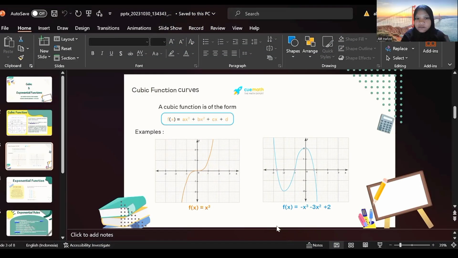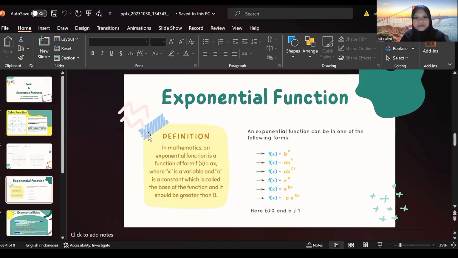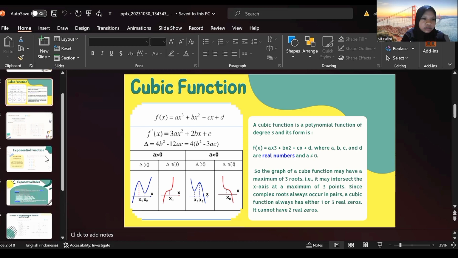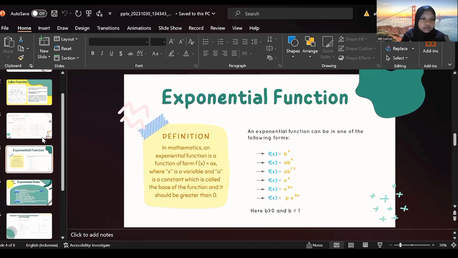So that's all for the cubic function curves. I will just make an addition. Okay, so right now we move to the next slide. We will discuss the exponential function.